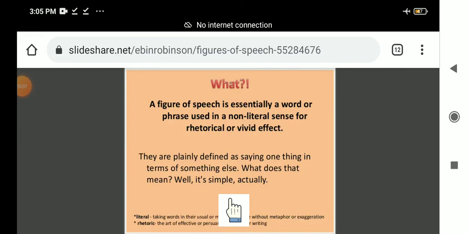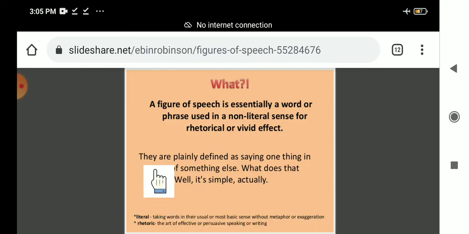Here, a figure of speech is essentially a word or a phrase used in a non-literal sense for a rhetorical or vivid effect. Okay, someone wants to tell something to someone. If he uses figure of speech kind of sentences, if he uses figurative language, then the actual meaning wouldn't be understood by that particular person. So he has to use a different meaning to explain that sentence.